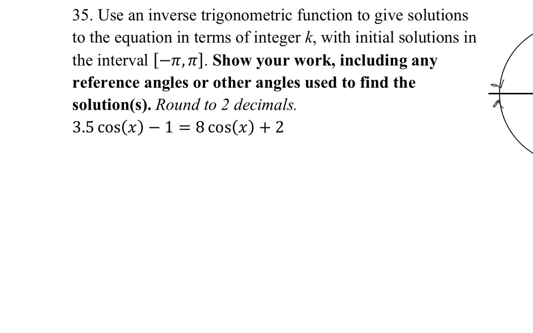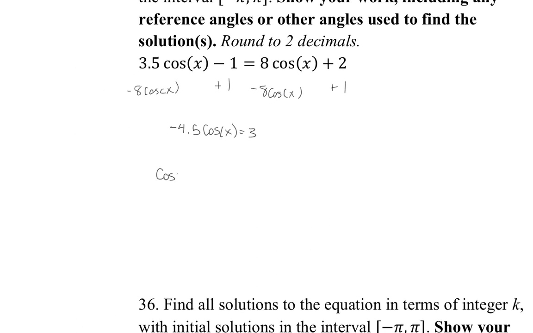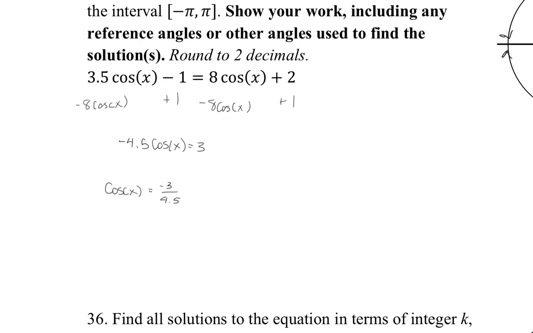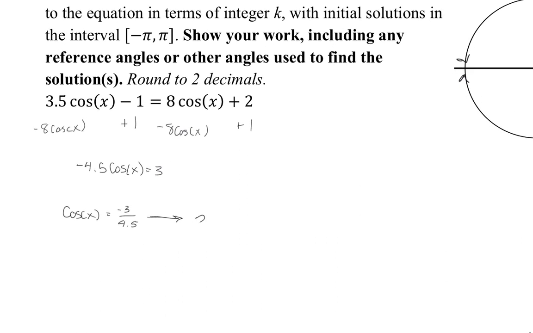I'm going to get all of my cosines on one side and all of my other digits on the other. So I'm going to add 1 to both sides, and subtract 8 cosine x from both sides. That's going to give me negative 4.5 cosine of x is equal to 3, or cosine of x is equal to negative 3 over 4.5, right? So now we're going to go ahead and evaluate that, and that is going to give us a value of 2.30 radians.